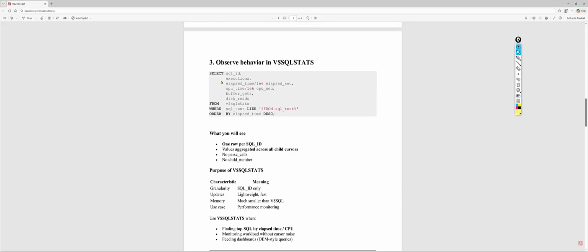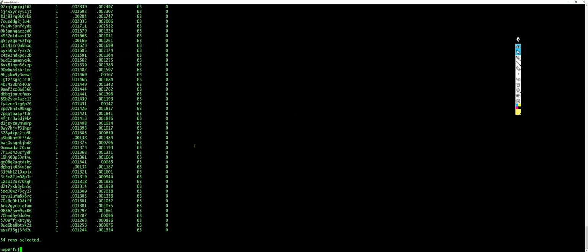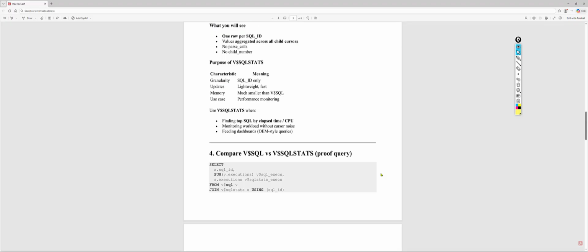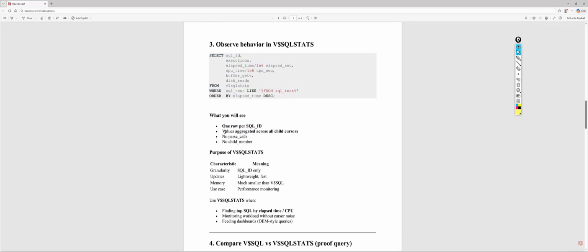If you see V$SQLSTATS, this is another view similar to V$SQL, and this is kind of an aggregate. It contains cumulative values. There is one row per SQL ID, with values aggregated across all child cursors. V$SQL is not an aggregated view, but whatever information is stored in V$SQL will be aggregated and copied to this view. It does not contain any parse call information or child number information.